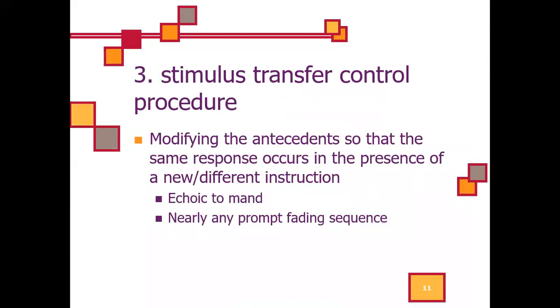So, the transfer of stimulus control procedures. This is where we transfer the function, or the reason for someone doing something, from one thing to another. The classic example of this is echoic to mand. So I get the kid to say cookie. Say cookie, he says cookie.